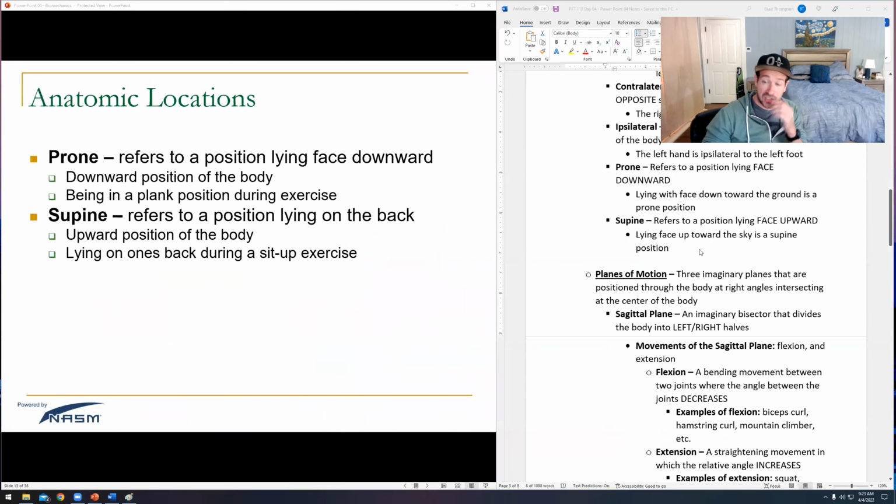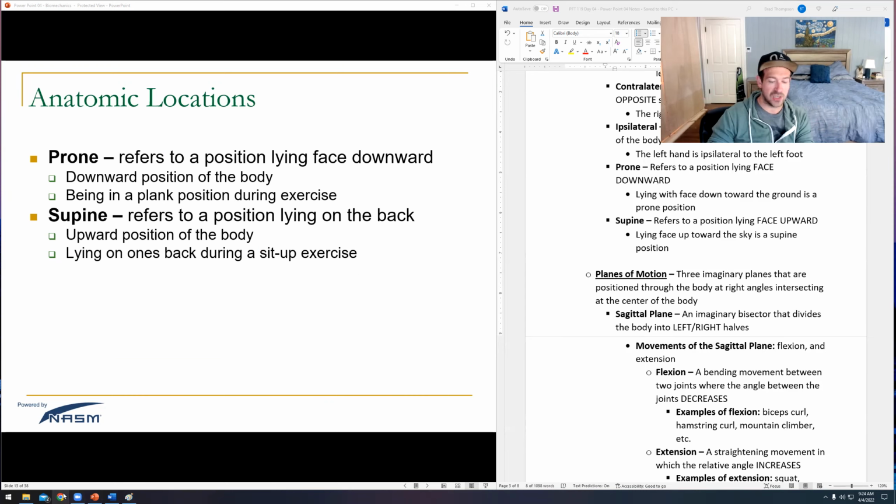And then we got two more positions here. We've also got prone versus supine. So prone is going to be, now this is kind of a weird one, but it's going to be a position face downward. Okay. So when you are pronated, for instance, you are facing something downwards.